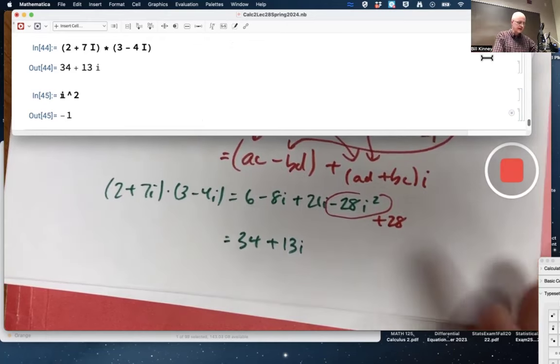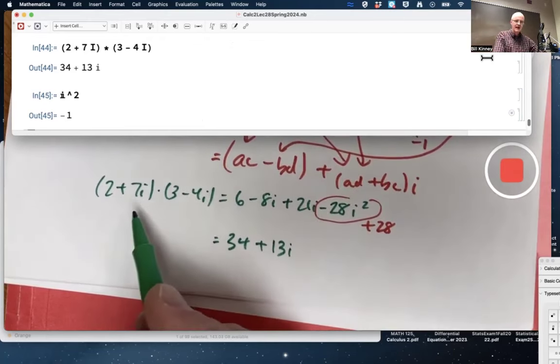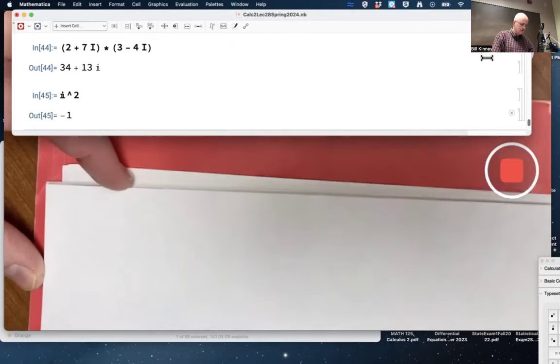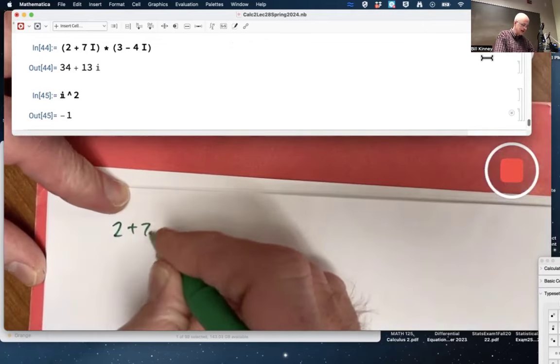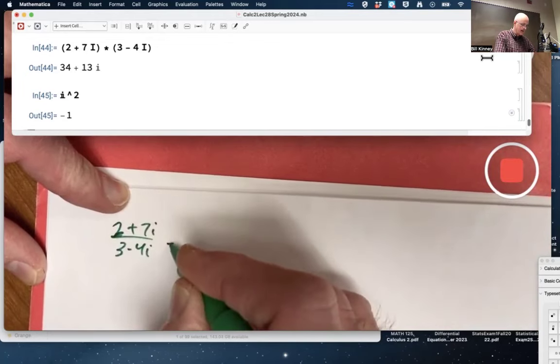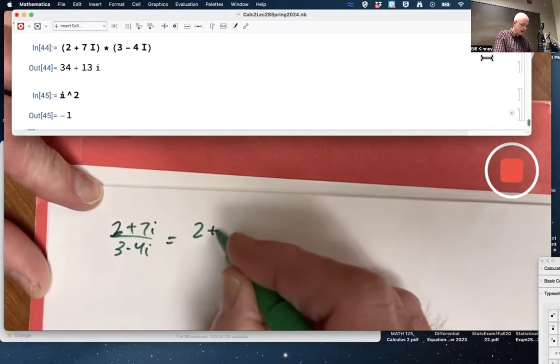Finally, what about dividing? Let's just do it for a particular example. I'll do 2 plus 7i divided by 3 minus 4i. How do you deal with this? It's a trick.